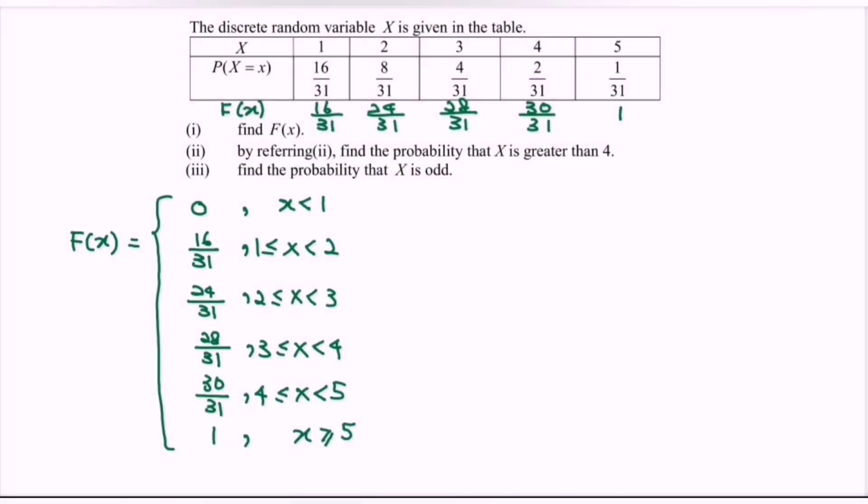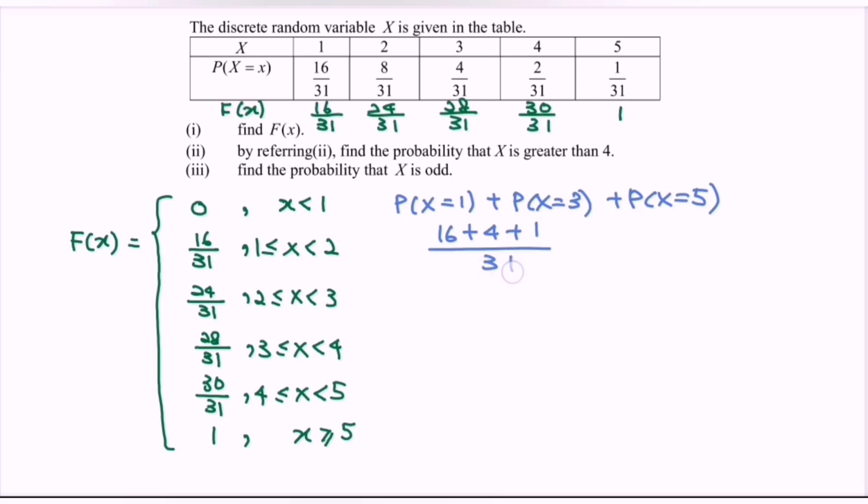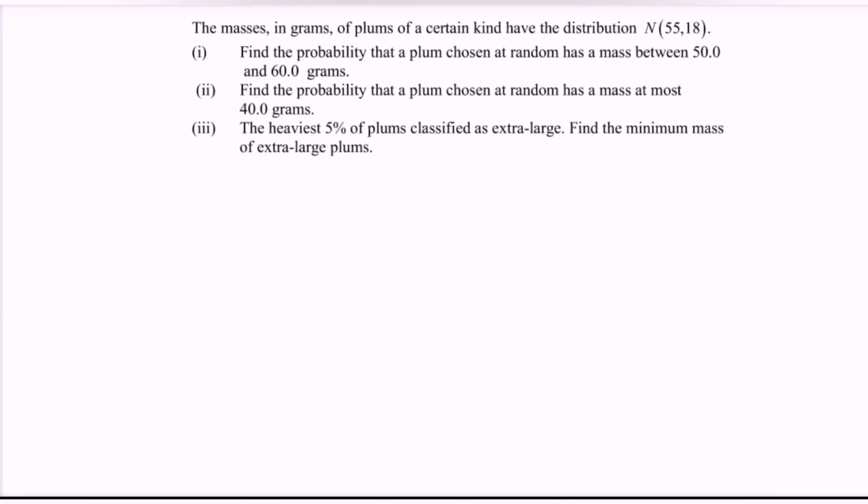Continue. Find the probability that x is odd. So here, x equals 1 plus x equals 3 plus x equals 5. Kindly sum up. We have 16 plus 4 plus 1 over 31. So based on the situation, the probability will be 21 over 31, or we can say 0.677.